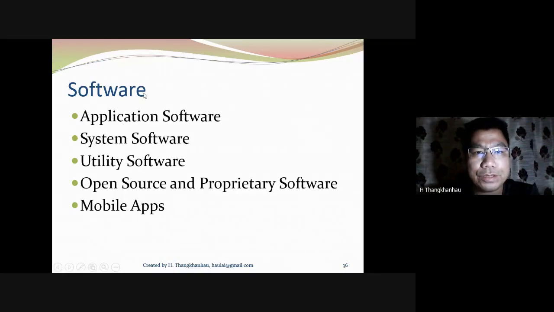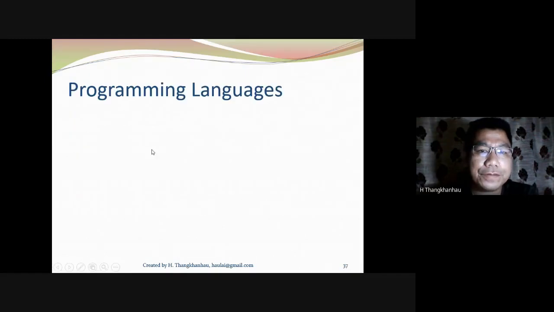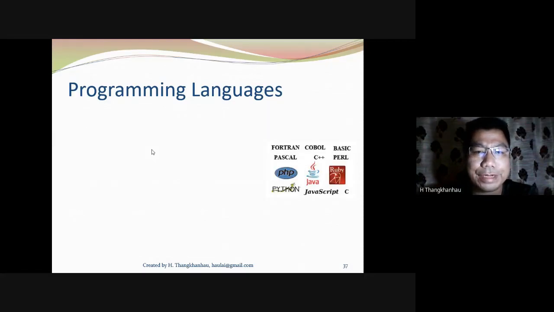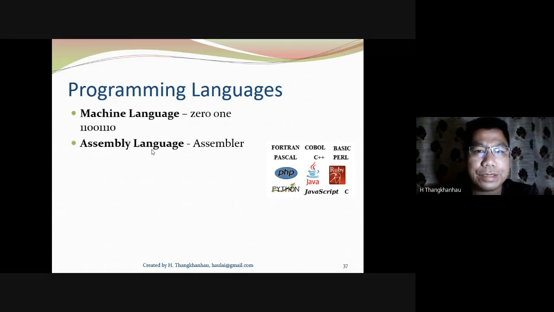Software. Software can be divided into different categories. According to your CCC syllabus, software can be divided into application software, system software, utility software, open source software, proprietary software, and mobile apps. Okay, this is the list of software that we need to study. First of all, before we study software, I want to make sure you know how software is developed inside a computer, okay? So I already told you that a computer understands machine language, which is 0 and 1.